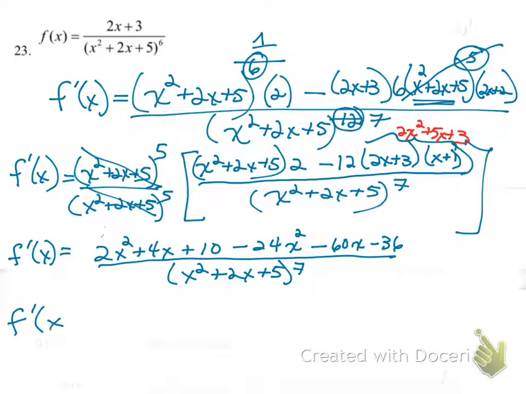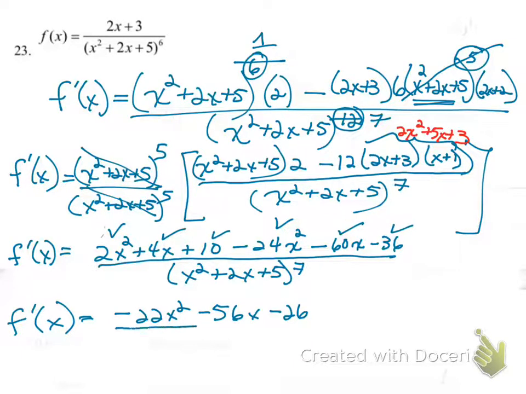Okay, so let's see what we can do when we combine terms. Look at the x squares. I end up with negative 22x squared. That takes care of this and this. Look at the linear terms, the x terms. I end up with negative 56x. Takes care of this and this. Look at the constant terms. I have 10 and a negative 36. So that's a negative 26. And that takes care of them. And I'm still all over x squared plus 2x plus 5, quantity raised to the 7th.